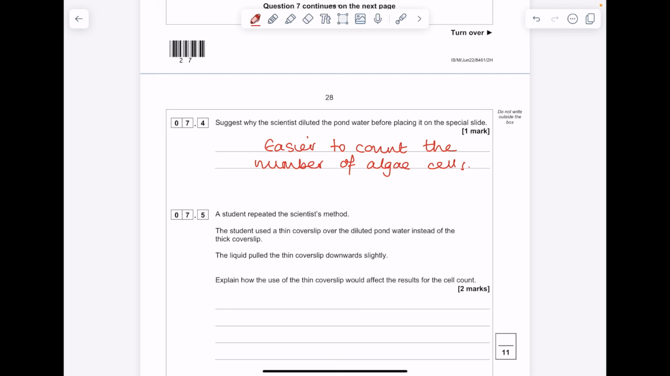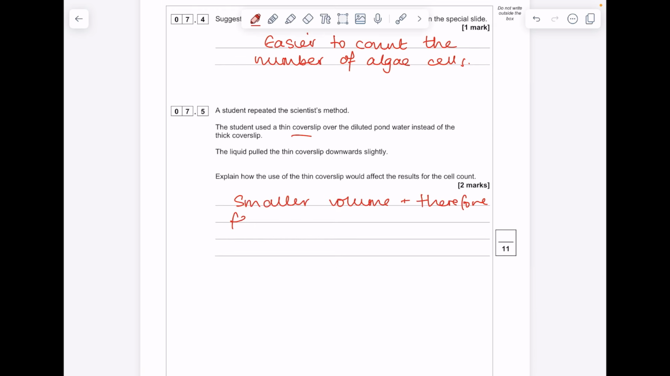A student repeated the scientist's method. A student used a thin cover slip over the diluted pond water instead of a thick cover slip. The liquid pulled the thin cover slip downward slightly. Explain how the use of the thin cover slip would affect the results for the cell count. The fact that that thin cover slip has been pulled downward slightly means that some of the liquid would drain away, meaning that effectively you have a lower volume, so there'd be fewer algal cells to count.